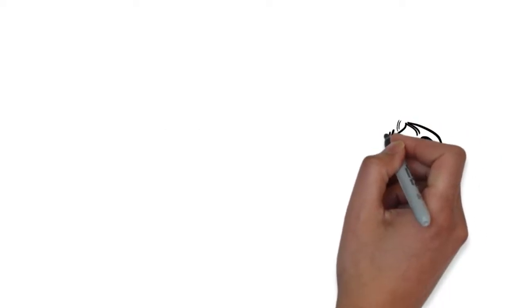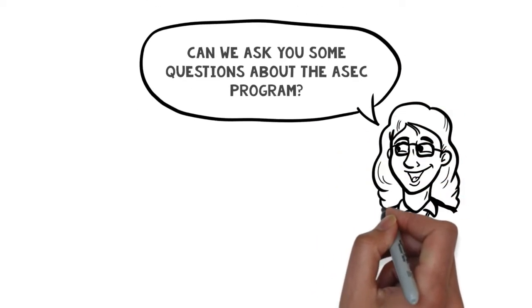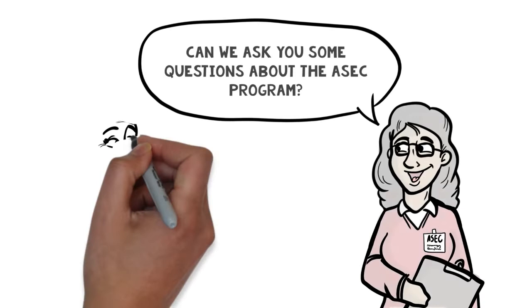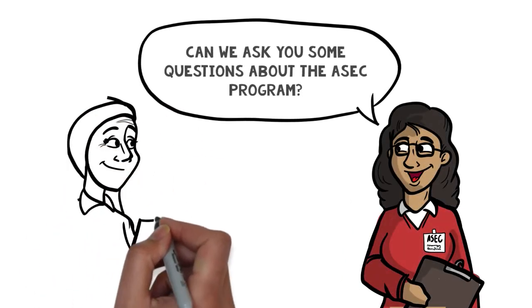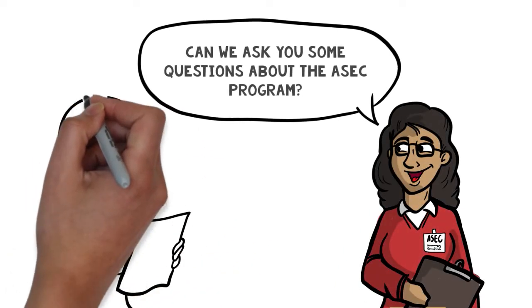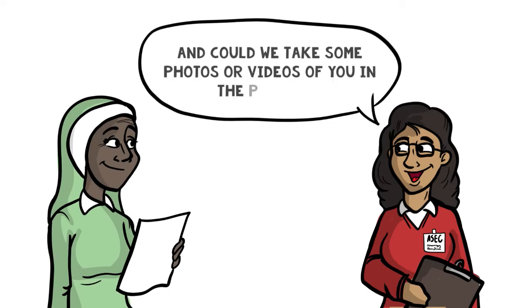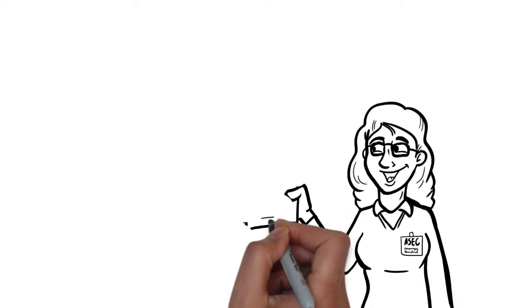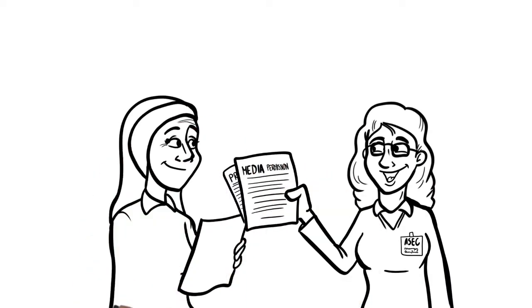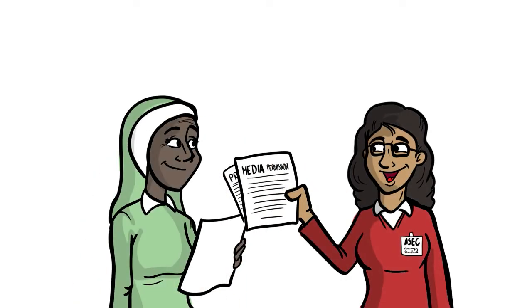In the ASEC programs, we ask you to complete surveys and forms and tell us about you and your experience in the program. But we ask for your permission to use your answers on surveys and forms for our evaluation reports and other purposes. We also ask if we can use pictures or videos of you. This means ASEC has two permission forms for you to read and decide if you want to give us permission.